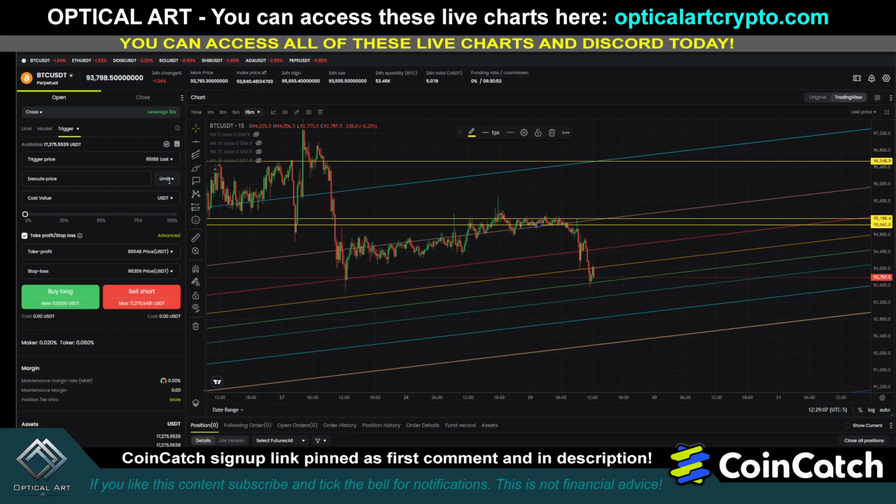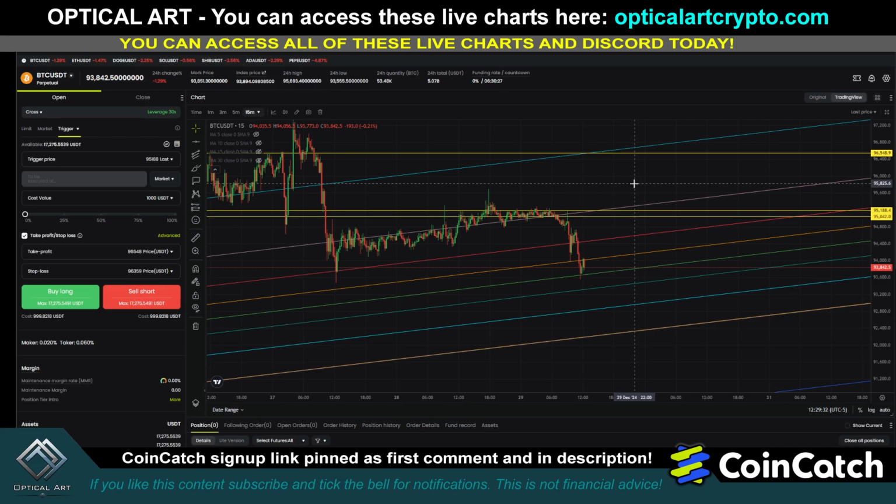Actually, execute price. I'm going to do market order. Market order means it's guaranteed to trigger. If you use market limit, it won't. If price moves too quick, it won't. Market order will try its best to be as close to that point. So if it moves really fast, it might be off by a bit, but it will trigger. That's why I like to use market order. Cost value, we'll put $1,000 into this trade. Basically, I'm just showing you how trigger order works, and you can use this to your advantage.